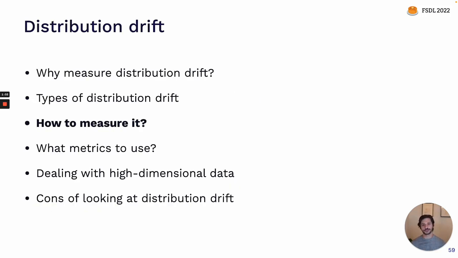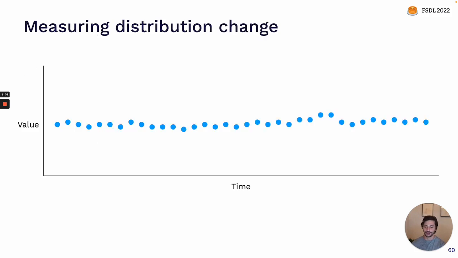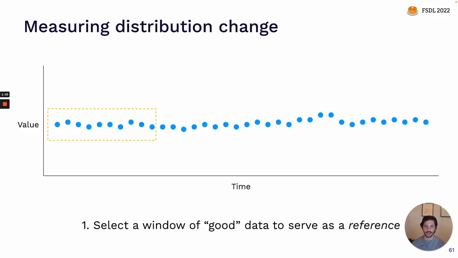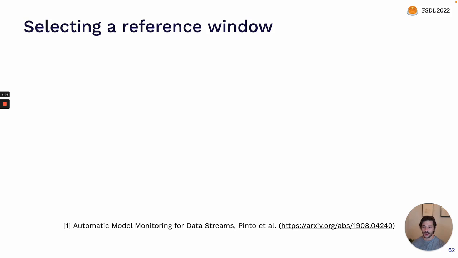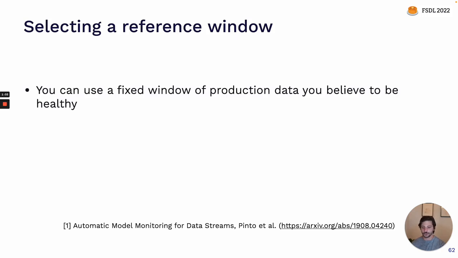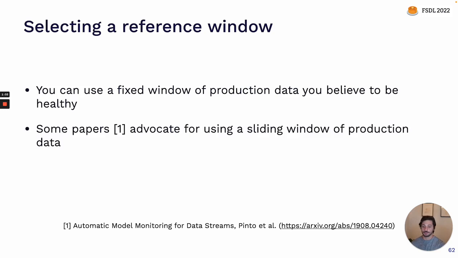So how do you tell if your distribution is drifted? The approach we're going to take here is we're going to first select a window of good data that's going to serve as a reference going forward. How do you select that reference? Well, you can use a fixed window of production data that you believe to be healthy. So if you think that your model was really healthy at the beginning of the month, you can use that as your reference window. Some papers advocate for sliding this window of production data to use as your reference.